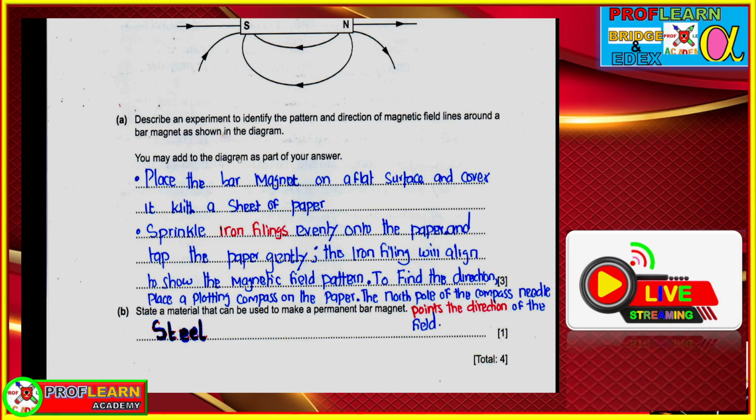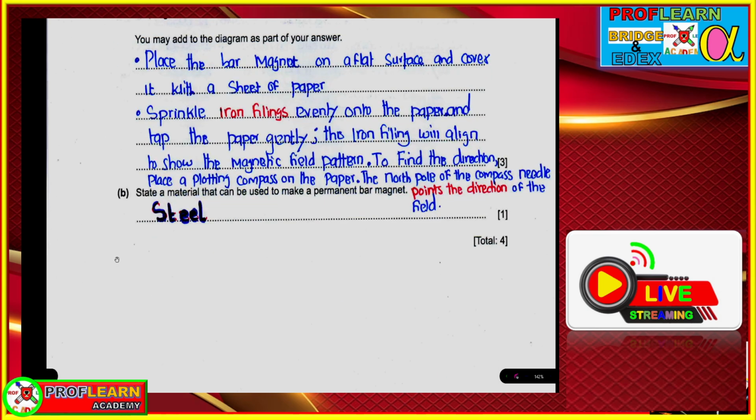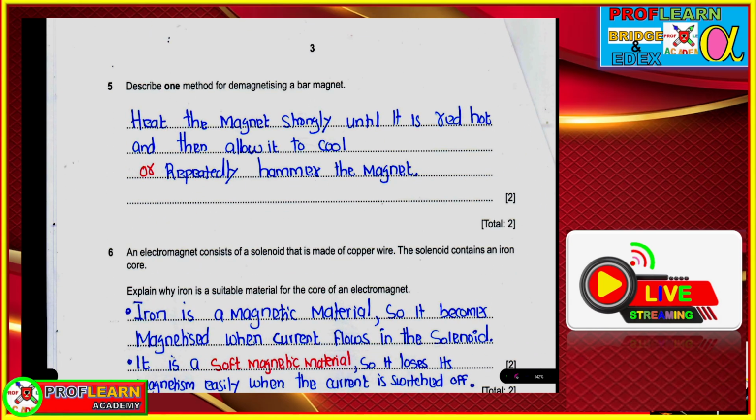Now, for you to determine the direction of the magnetic field, you are going to use a plotting compass, where the north pole of the compass will point in the direction of the field. In the event you are asked to state the material that is used to create a permanent magnet, you are going to say steel. You can also say nickel metal. You can use cobalt metal, or you can use neodymium metal. So that is as far as that particular question is concerned.